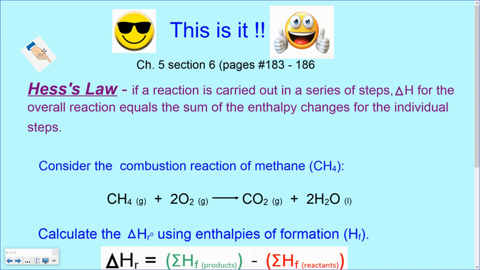So to try and explain it to you, let's take a look at a combustion reaction. So here's a combustion reaction for methane. And as with any combustion reaction, we need oxygen. We're going to produce carbon dioxide and water for the combustion of a hydrocarbon.